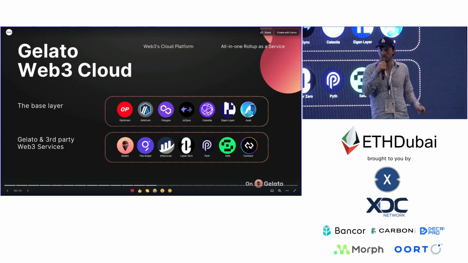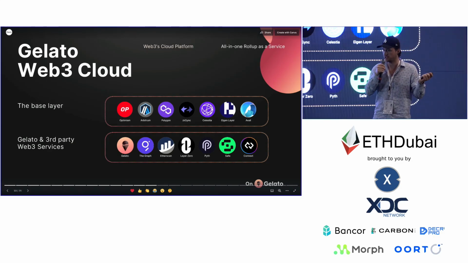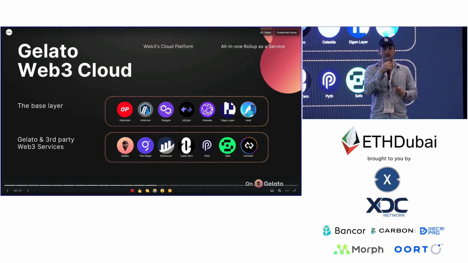So you can think of Gelato as the Web3 cloud. We have built middleware services, automation, account abstraction, relaying, all the serverless stuff in the past. And now we're bundling all of these up together with your own dedicated VM and block space. And I'm going to now go into some technical architecture. It's very high level, so it's not very technical, to be honest.